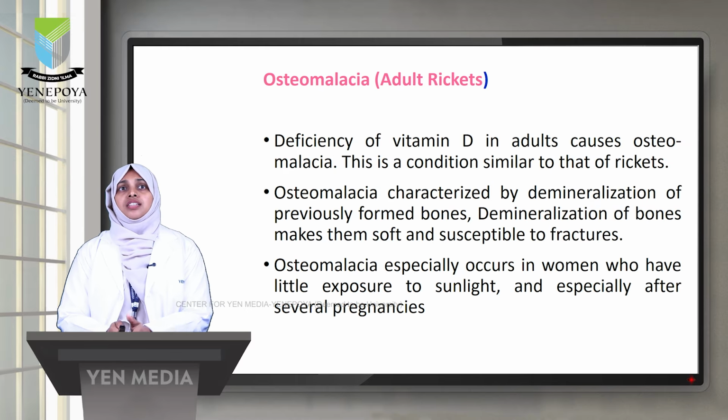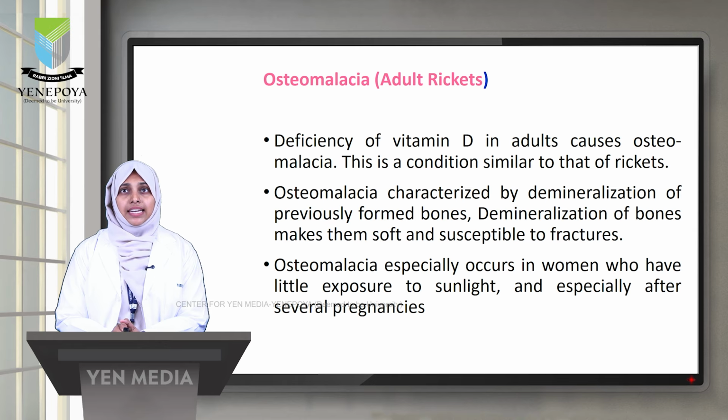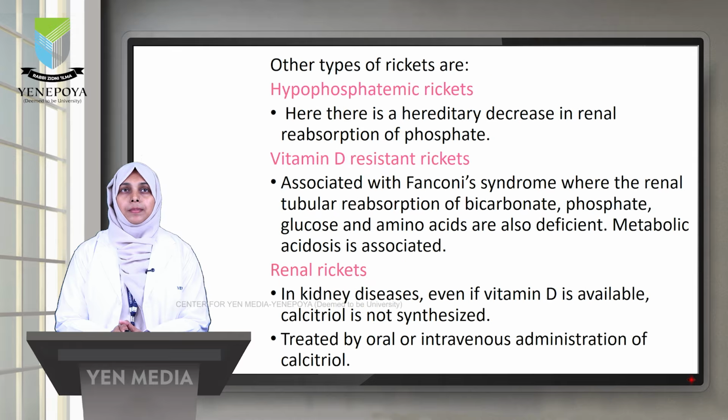Osteomalacia. Deficiency of vitamin D in adults causes osteomalacia. This is a condition similar to rickets. It is characterized by demineralization of previously formed bones, and demineralization makes them soft and susceptible to fractures. Osteomalacia especially occurs in women who have little exposure to sunlight and especially after several pregnancies.